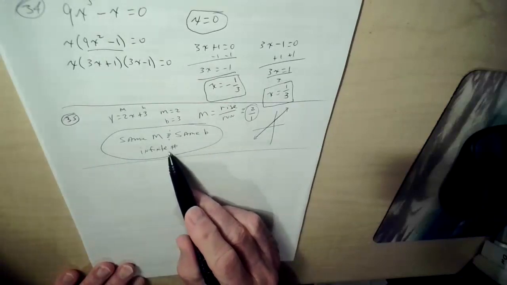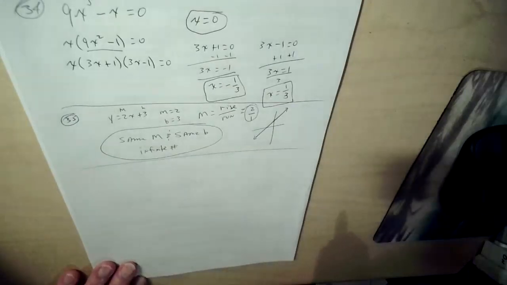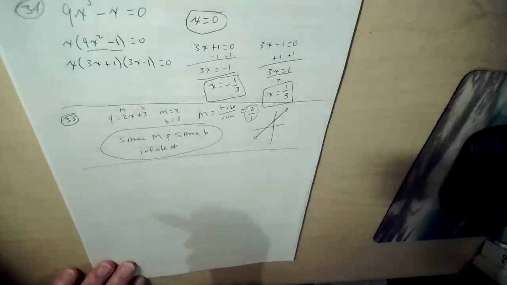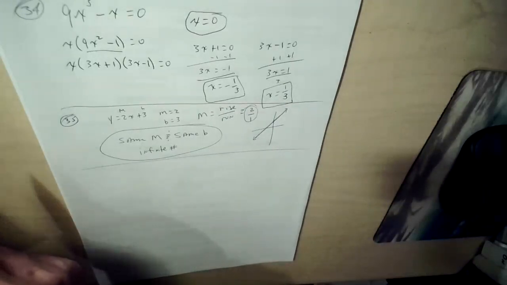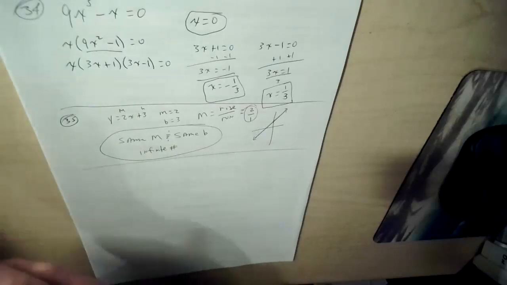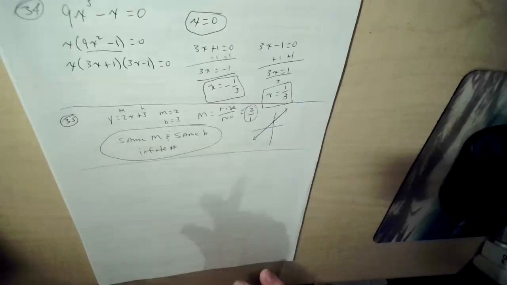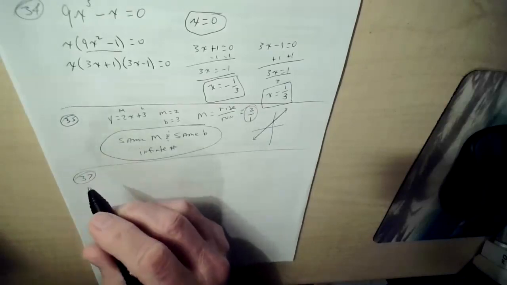Okay, what you need to know for number 36 is this. If you have the same slope and same y-intercept, you have an infinite number of the same lines. Infinite number of solutions. 36. Yes. 37.